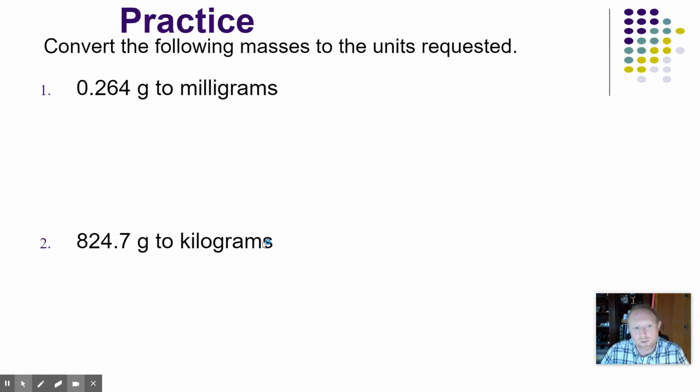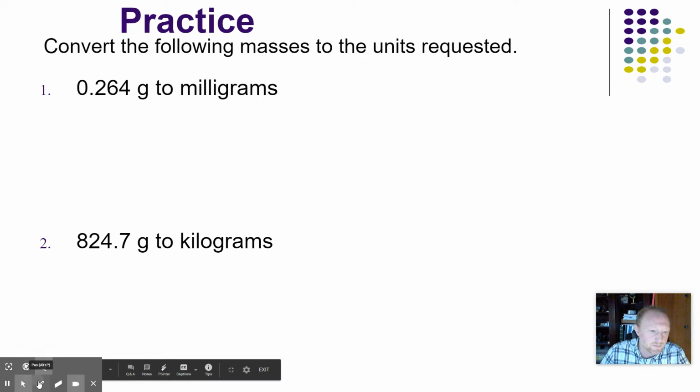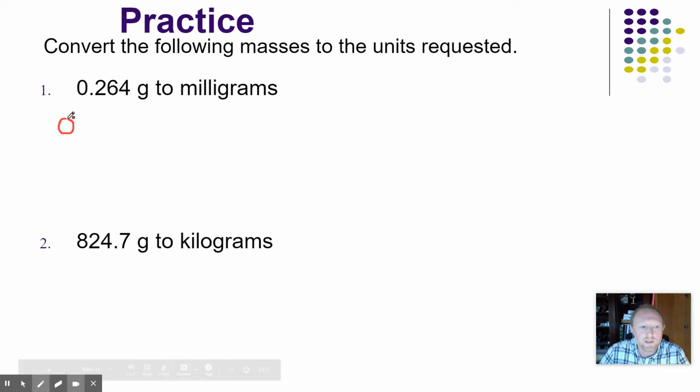So here we have some practice questions. We give you a number, 0.264 grams, and we would like you to convert that into milligrams. So to do this, you're going to start with whatever number they give you, the 0.264 grams. And to convert that to a new unit, you need to use a conversion factor.